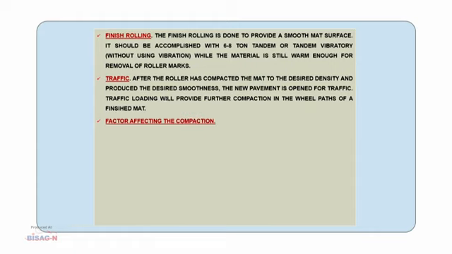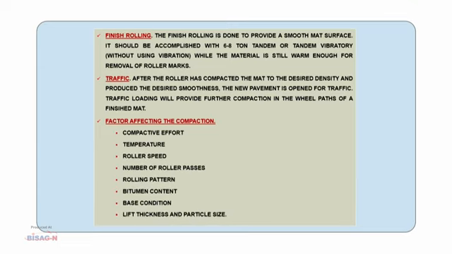So, what are the factors affecting the compaction? Some factors affect the compaction: first is the compacting effort, temperature, roller speed, number of roll passes, rolling pattern, bitumen content, base condition, lift thickness and the particle size.